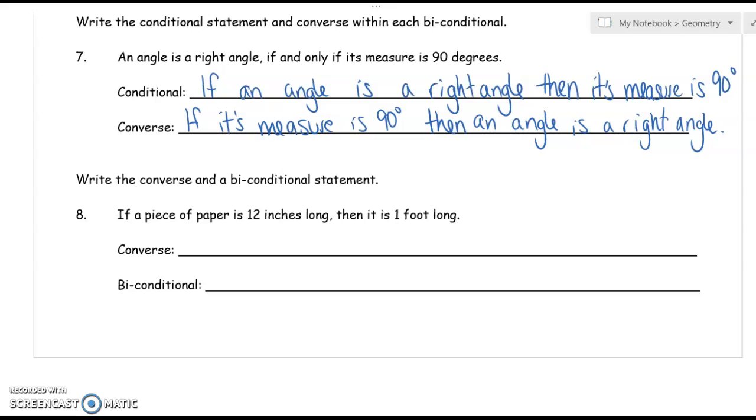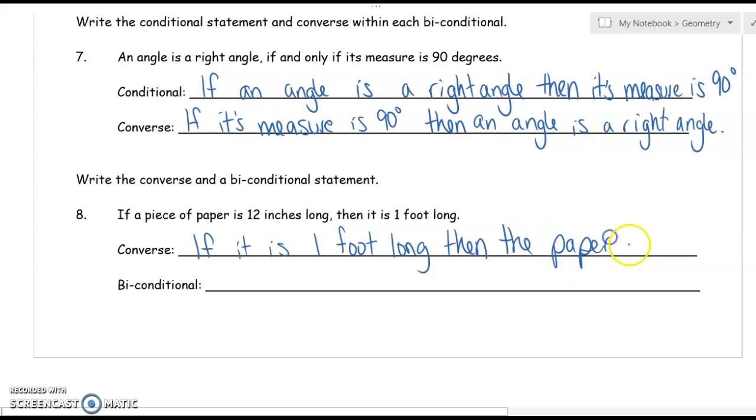All right, then this one we've got converse and biconditional. So this time we're given the conditional. If a piece of paper is 12 inches long, then it is 1 foot long. Converse, we swap it. So if it is 1 foot long, then the paper is 12 inches long.